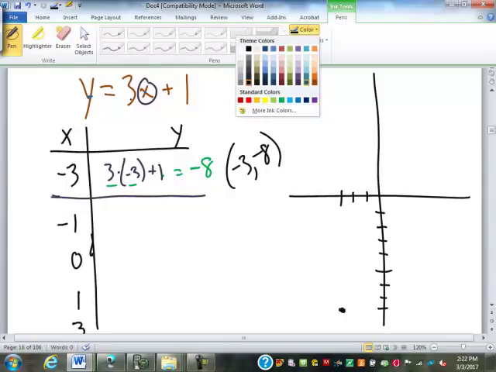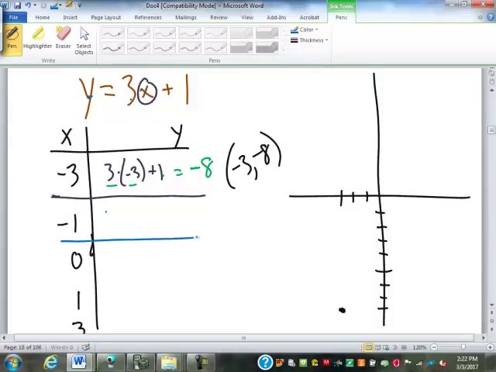Now for -1, if x is -1, I replace x with -1. So 3 times -1 plus 1. What is 3 times -1? -3. -3 plus 1 is? -2. So we get the ordered pair here. x is -1 when y is -2. So x is -1, y is -2 is right there.